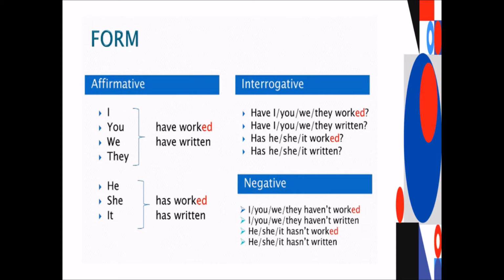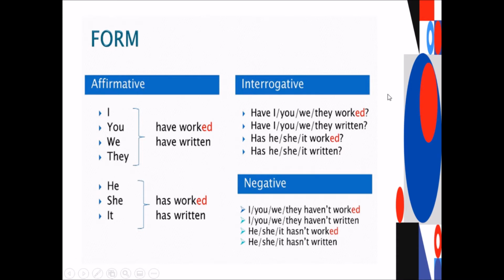So for the third person, that is he, she, and it, we need to use has instead of have, all right? So here follows, he has worked, she has worked, it has worked, all right? And also we have an irregular verb. He has written, she has written, it has written.